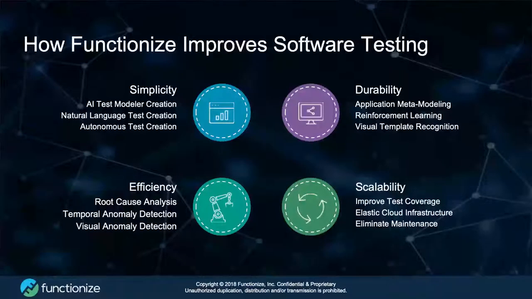The third point is efficiency. Time to market is really important in software development. So if we find bugs, how can we fix them as fast as possible? We built a root cause analysis system. If you have a test that fails, we're able to go back and, using our meta modeling, find what the root cause was, why that test case failed, and provide you with results that you can then use to fix that test case or fix any sort of bug in the system.